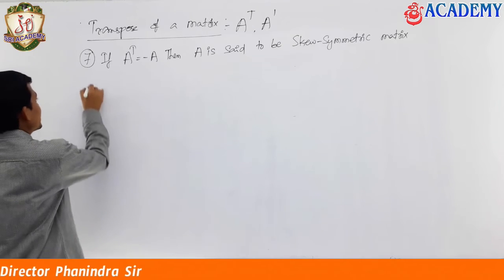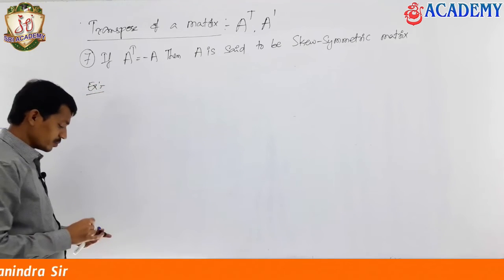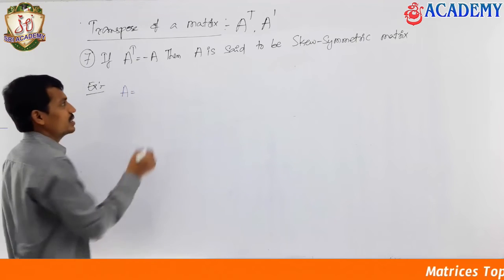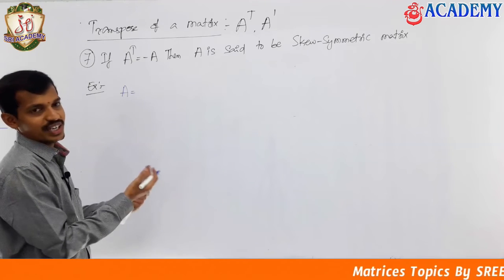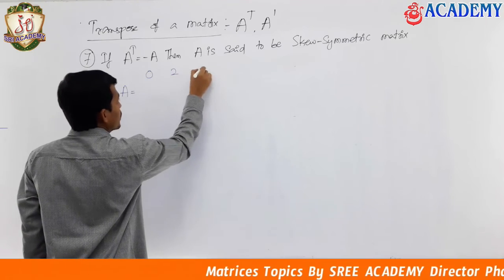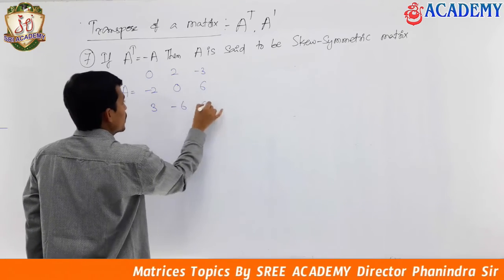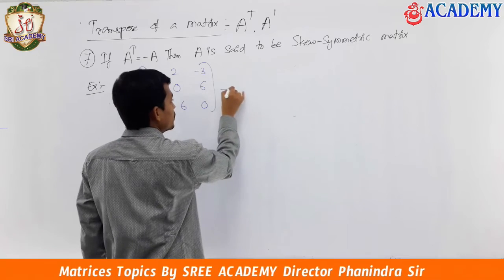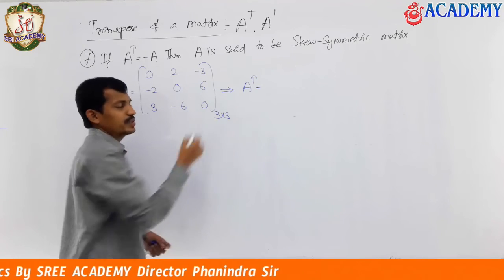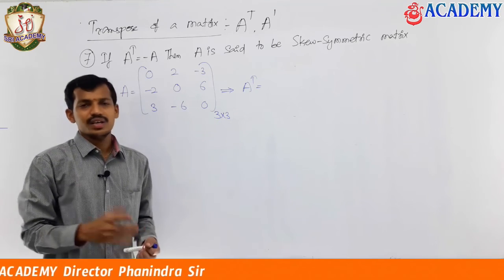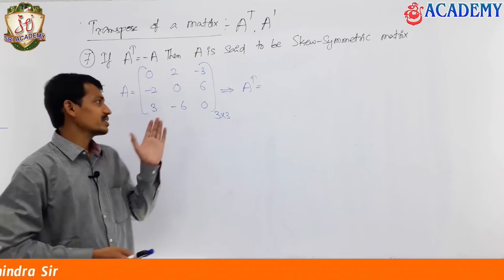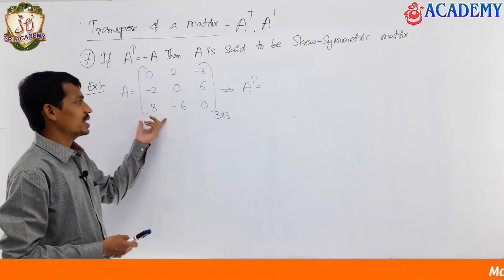We'll take an example here. I am writing a matrix A, and we'll check after transposing if you are getting minus A or not. Here I am writing A transpose. See what the matrix order is going to be: 3 by 3. You can also write 2 by 2 or 4 by 4, but our syllabus is limited up to 3 by 3, that's why I am writing up to 3 by 3 only.